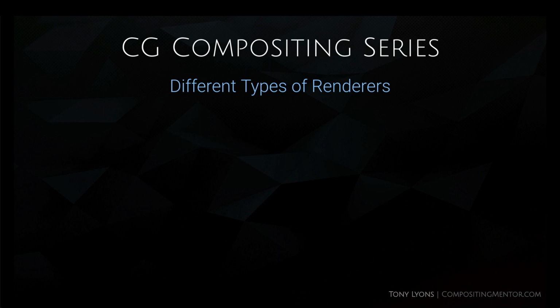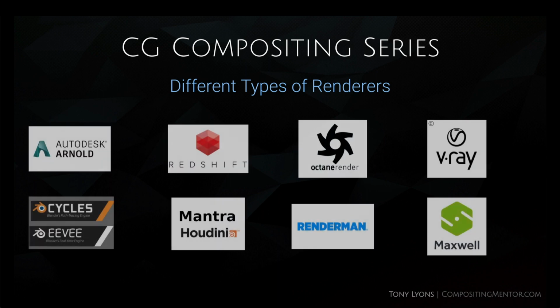Different types of renderers. So quick caveat before we start this, I am not a lighter, so this is just the best of my knowledge of the renderers that are in the industry today, which is sometime in late 2021. Of course, this changes all the time, and there might be some better, some worse, but for the most part, here's just a few really common renderers that you're going to find in the VFX industry. So in no particular order here, we have Arnold, Redshift, Octane, V-Ray, Cycles and Eevee, Mantra, Renderman, and Maxwell.